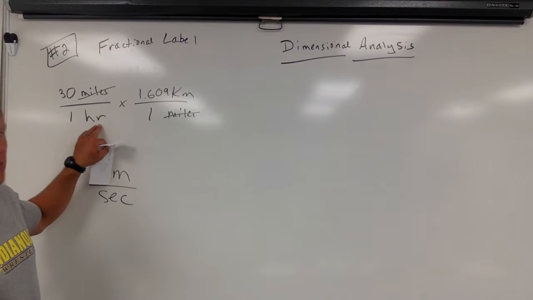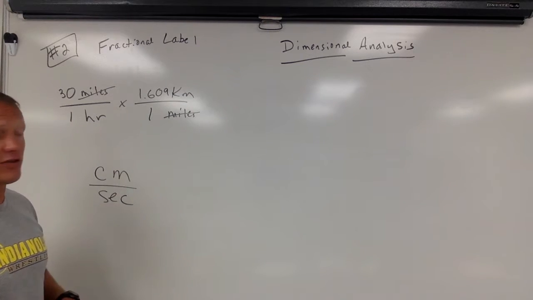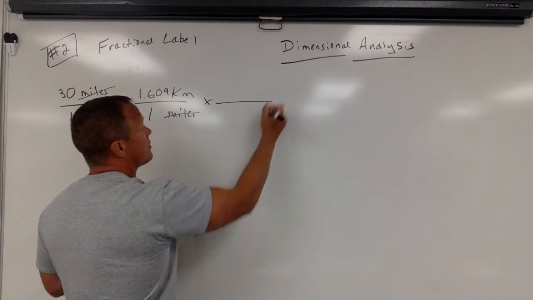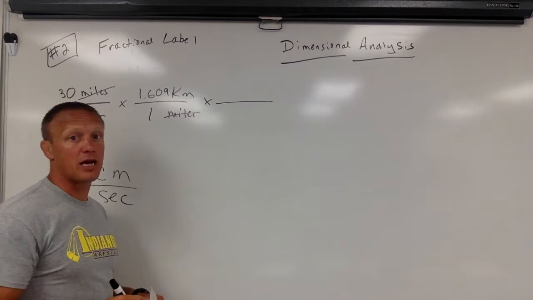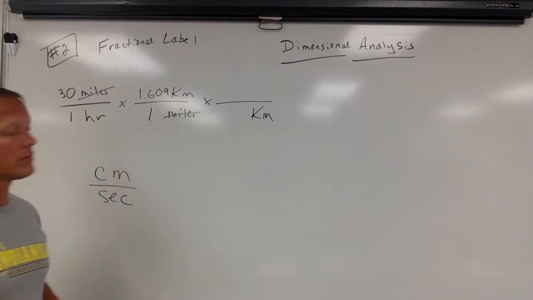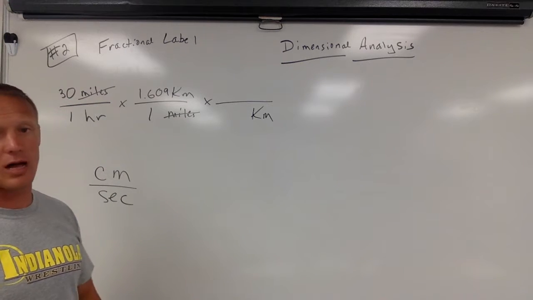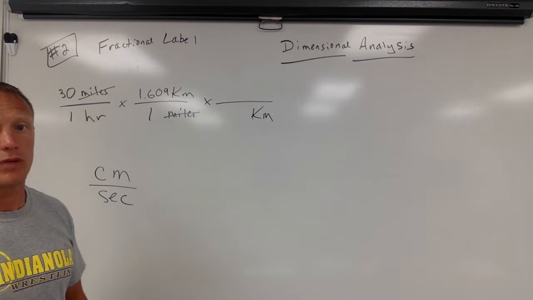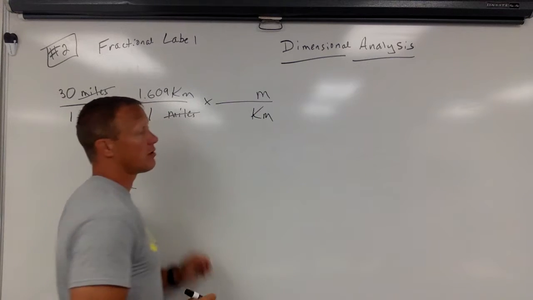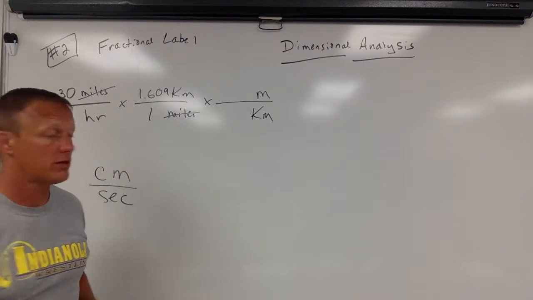Again, we're not worried about the hours right now. We're just trying to get miles into centimeters. We're going to figure out how many centimeters are in a mile. So kilometers is up top. Take kilometers down to the bottom. And we're trying to get to centimeters. Well, I don't know kilometers directly to centimeters, but I can do kilometers to the base unit of meters. So I'm going to go kilometers to meters. Remember, a kilometer is very, very long. A meter stick is only this big.